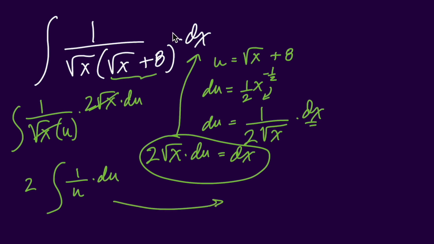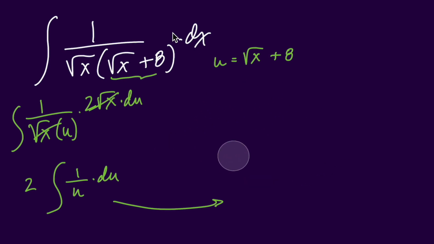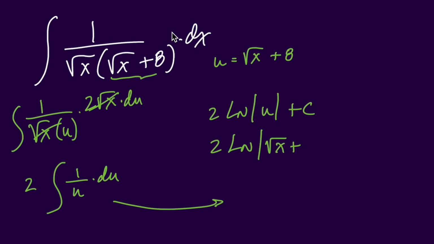Okay, moving over here, I know this is getting messy, my apologies. We are going to erase everything except the u. I want to know what that is. And we're going to end up with 2 natural log absolute value of u plus c, 2 natural log of the square root of x plus 8 plus c.